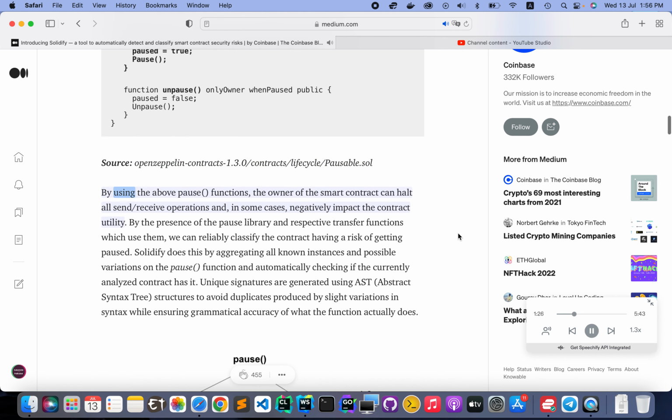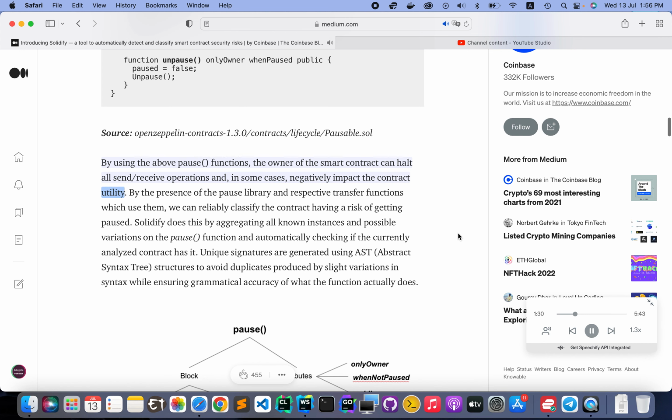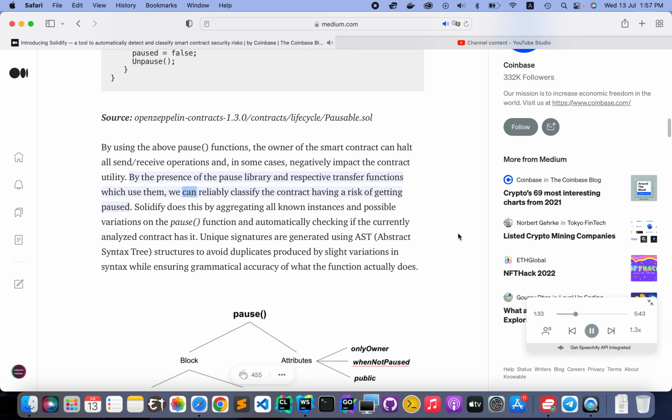1.3.0/contracts/lifecycle/Pausable.sol. By using the above pause functions, the owner of the smart contract can halt all send/receive operations and, in some cases, negatively impact the contract utility. By the presence of the pause library and respective transfer functions which use them, we can reliably classify the contract as having a risk of getting paused.